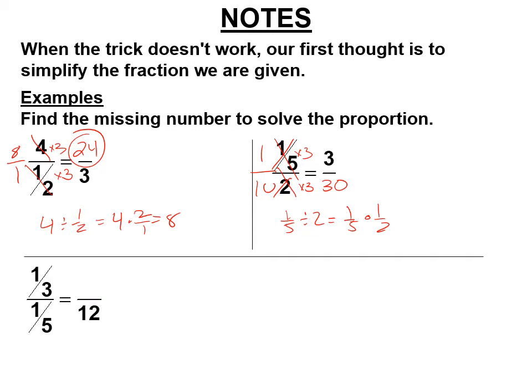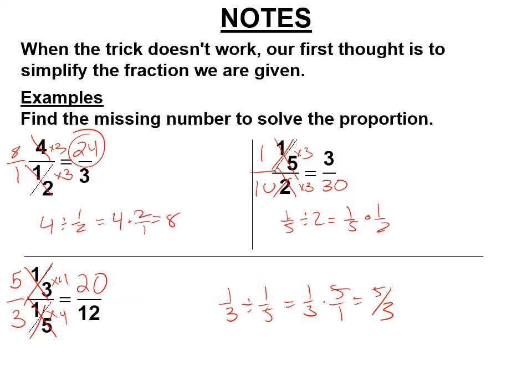All right, so we have 1/3 divided by 1/5, which is 1/3 times 5, which is 5/3. So this side simplifies to 5/3. 3 times 4 is 12. 5 times 4, the missing number there is 20. Now all this hard stuff is due to the fact that you have complex fractions in your proportions. They were way easier when there weren't fractions in your fractions.